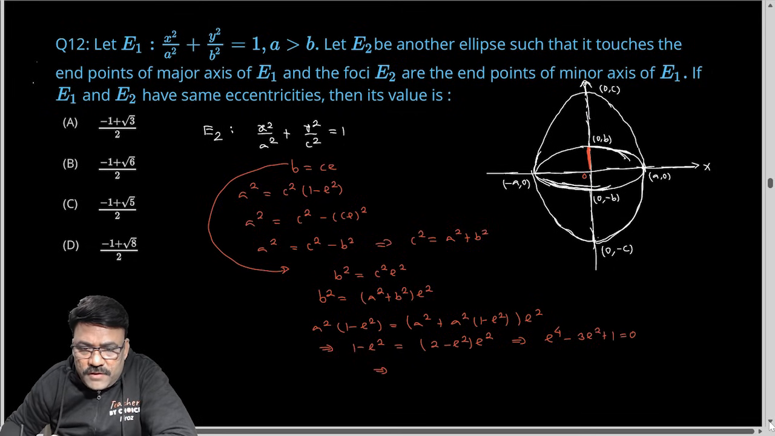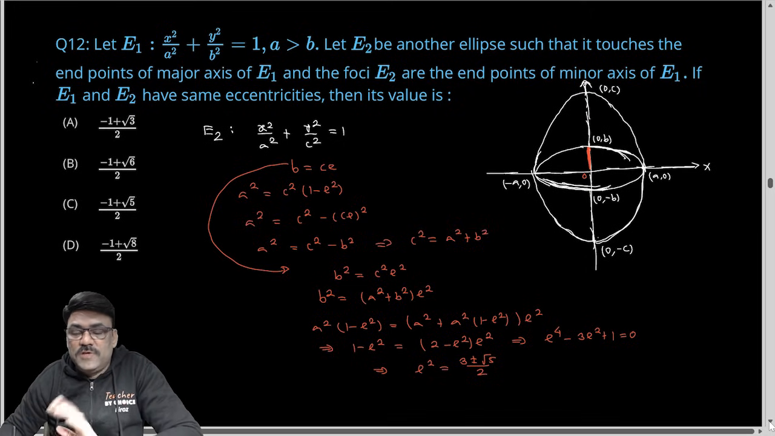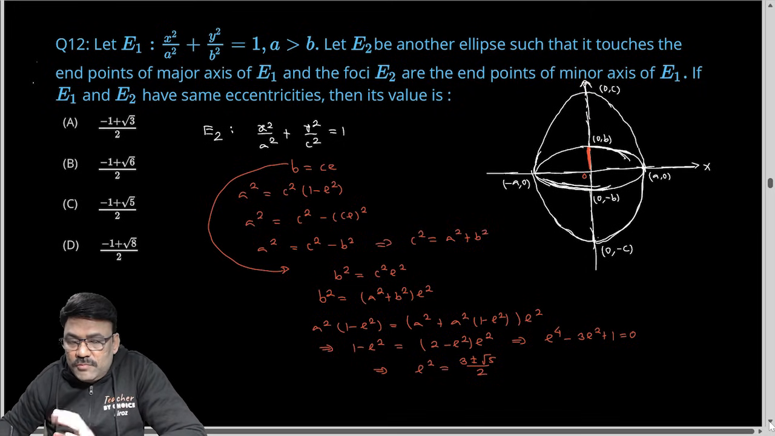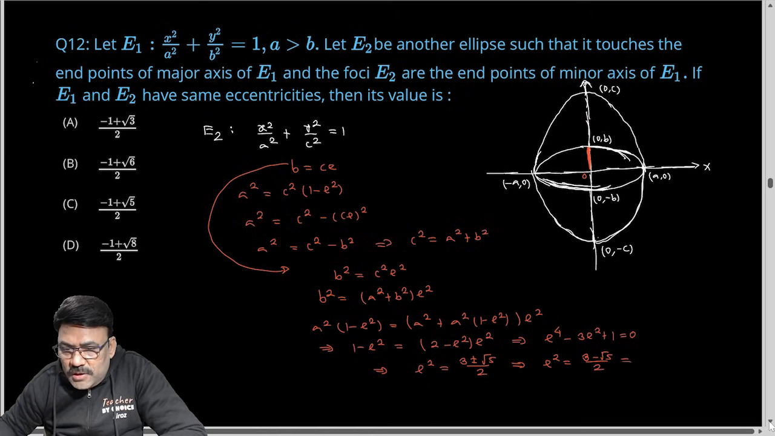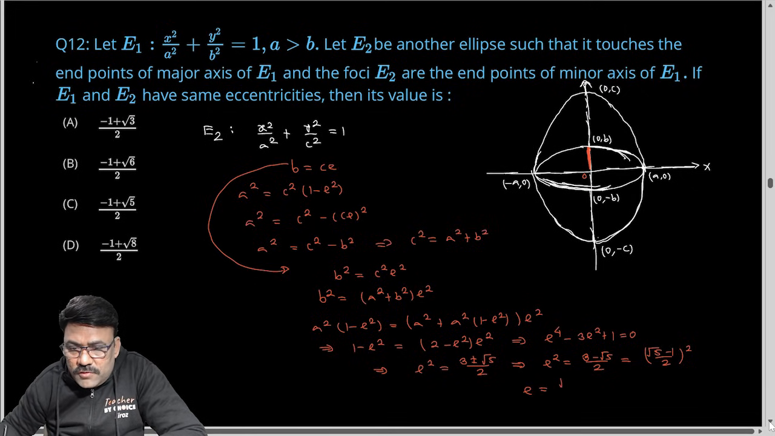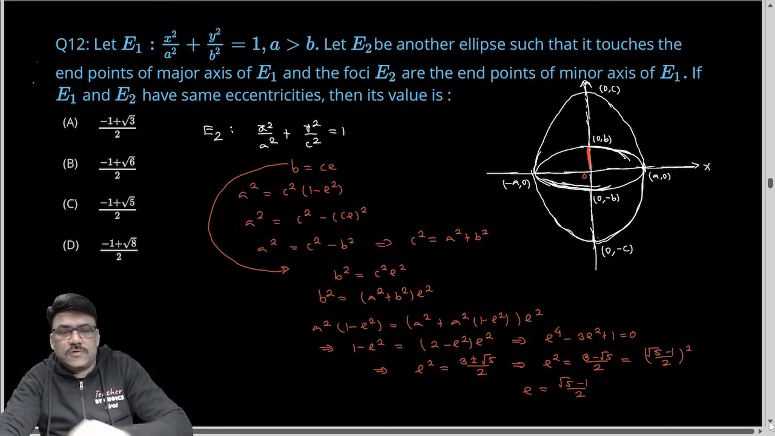Using the quadratic formula, if I find E square here, E square will be (3 plus minus root 5) by 2. But the eccentricity of an ellipse must be less than 1. E square cannot be greater than 1. So (3 plus root 5) by 2 will be rejected. Consider only (3 minus root 5) by 2. This is E square, but you have to find E. So this (3 minus root 5) by 2 can also be written as ((root 5 minus 1) by 2) whole square. Just check it carefully. If you write ((root 5 minus 1) by 2) whole square, you will get the same thing. So hence eccentricity will be (root 5 minus 1) by 2, which means option C is the correct option here.